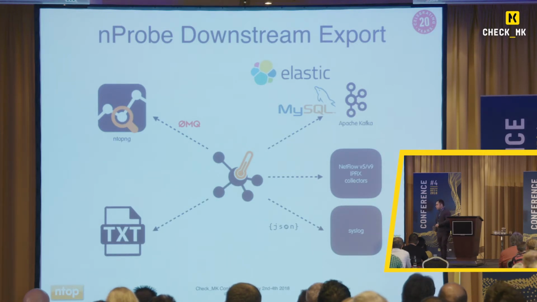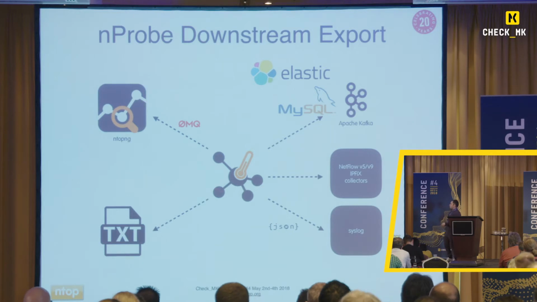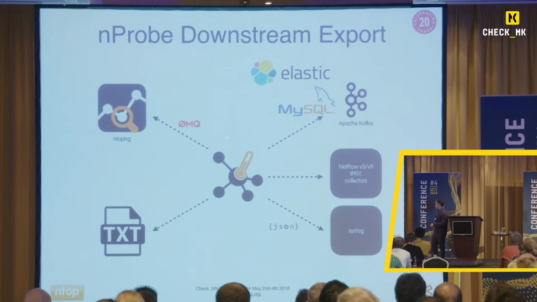But you can also use nprobe to, in turn, export to additional NetFlow collectors. So nprobe is a NetFlow collector per se, yes, but it's also an exporter. So maybe you can do NetFlow conversions from version 5 to version 9 and vice versa. You can do JSON to syslog or even plain text files. We also support a messaging system which is called ZeroMQ. It's basically a publish-subscribe protocol.